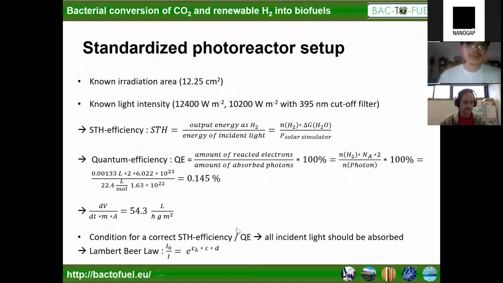To get a correct solar to hydrogen efficiency and quantum efficiency, it's also very important that all the incident light gets absorbed. I think you already heard something about the Lambert-Beer law. Here you can see that it's dependent on the concentration, and after a certain concentration, the amount of absorbed light will stay the same. So there's an optimum concentration where you won't get a higher solar to hydrogen efficiency, even if you put more photocatalyst inside your photocatalytic system.